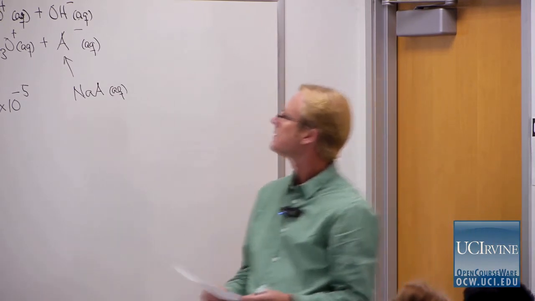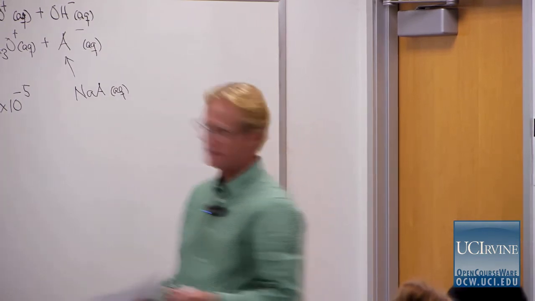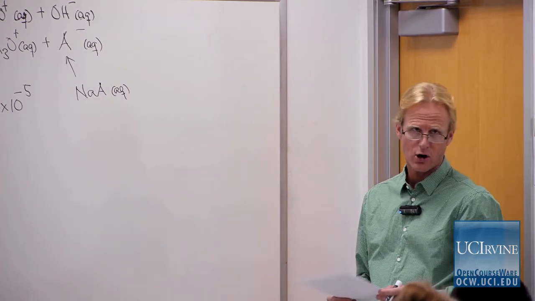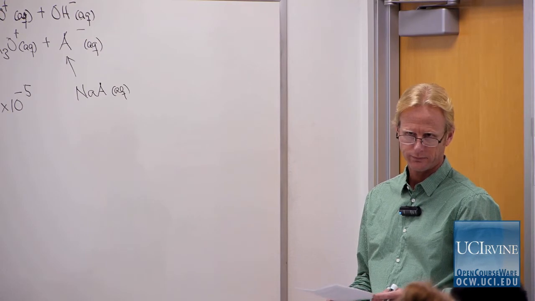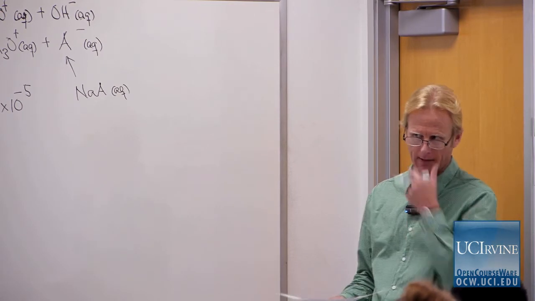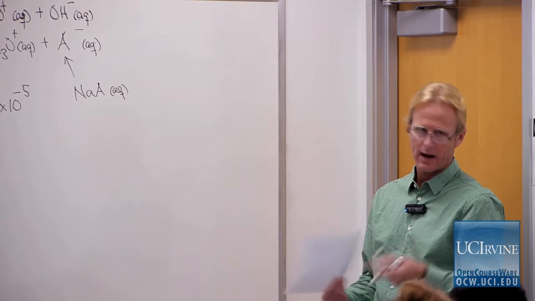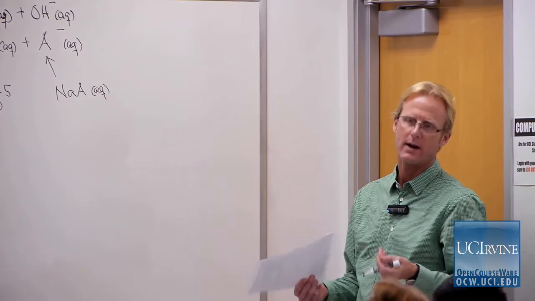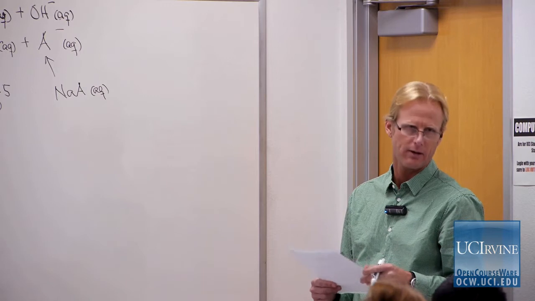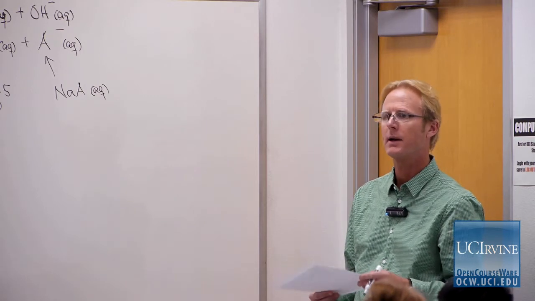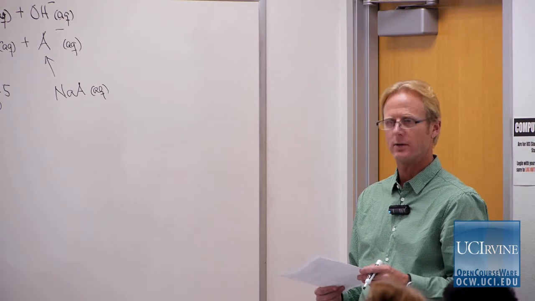Okay, so now let's think about how many unknowns we have. If we want to know the concentration of all species present at equilibrium, how many unknowns do we have?